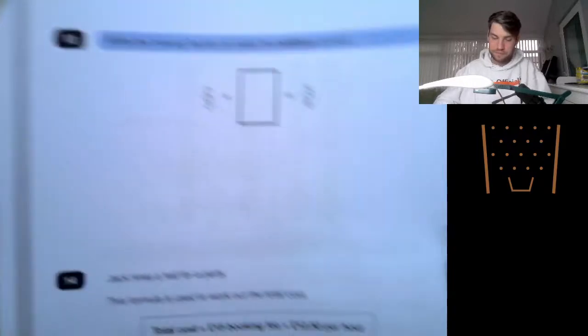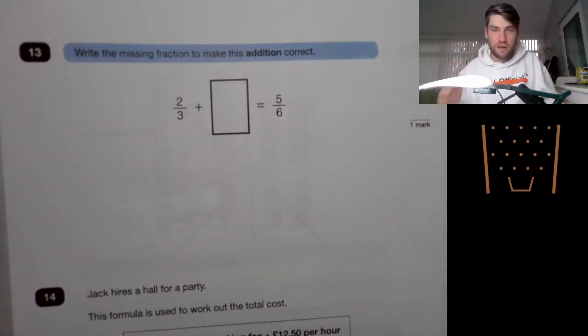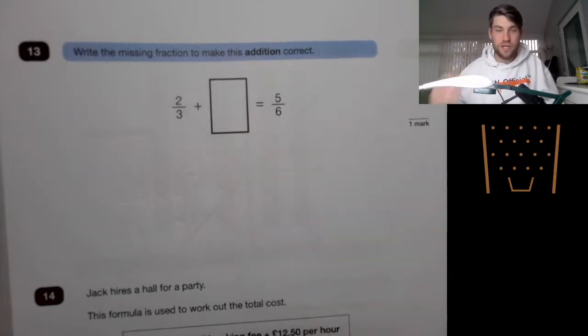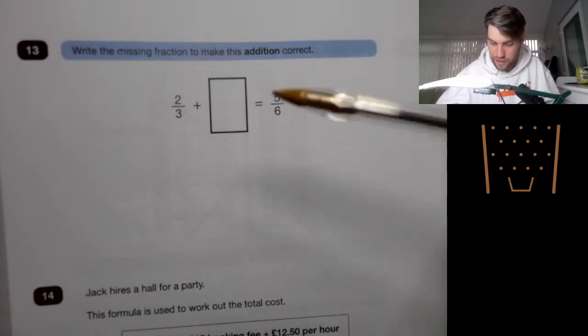Question number 12 is the next one. Fractions. This is what students really struggle with. Questions like this are even on GCSE exams as well. It's not just Key Stage 2. I tell my students all the time, these questions are on GCSE as well. They just look slightly different, but the skills are the same. So it's so important that we really understand this and get this down.